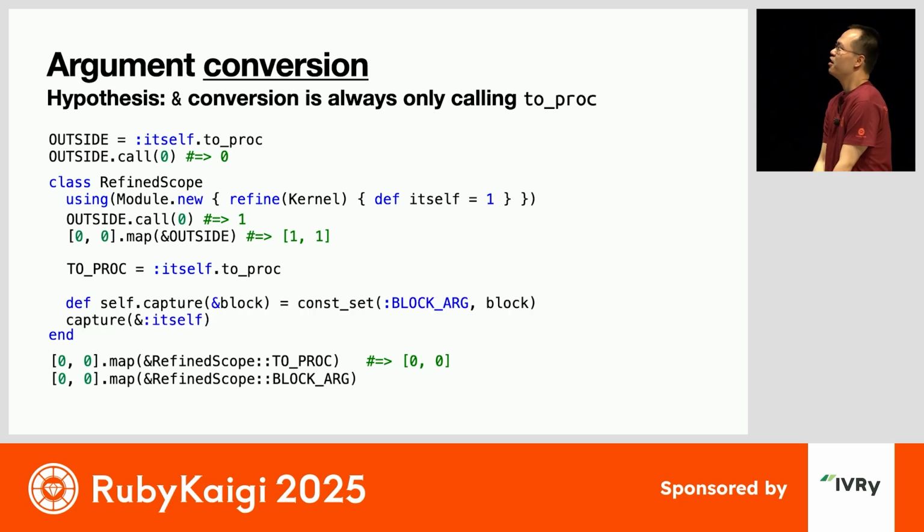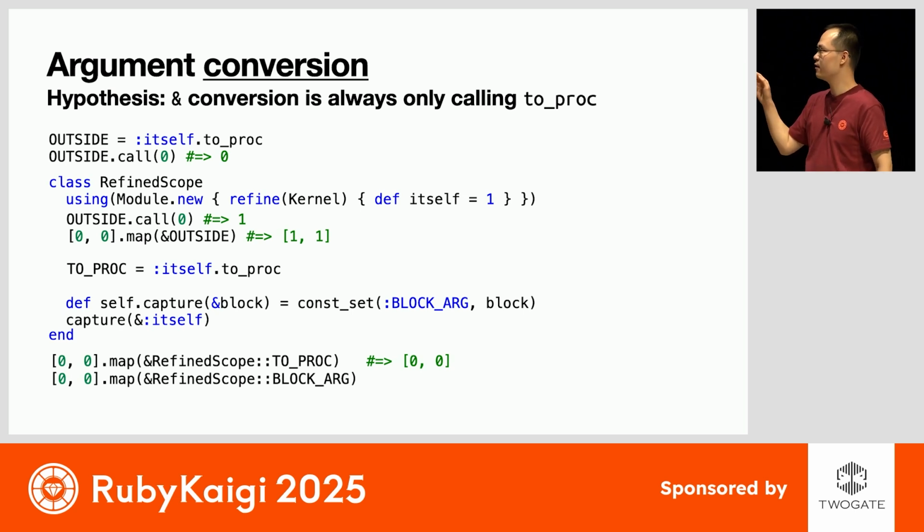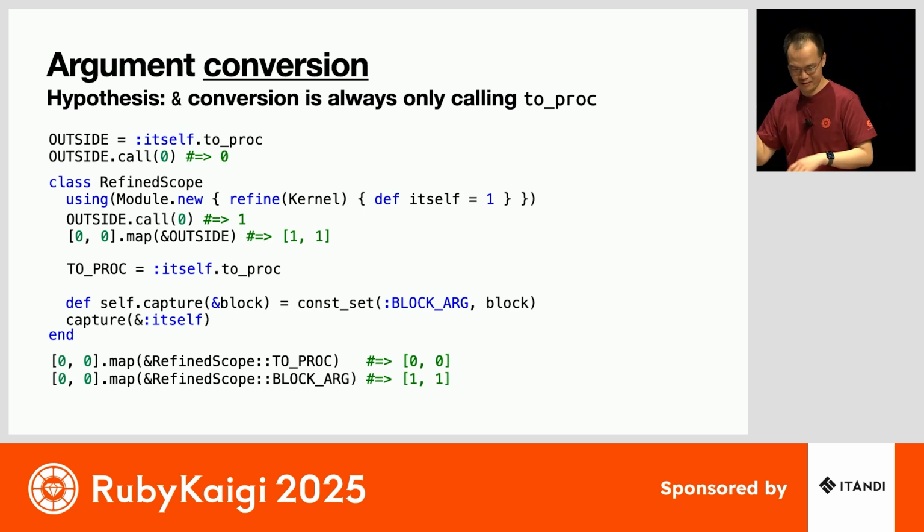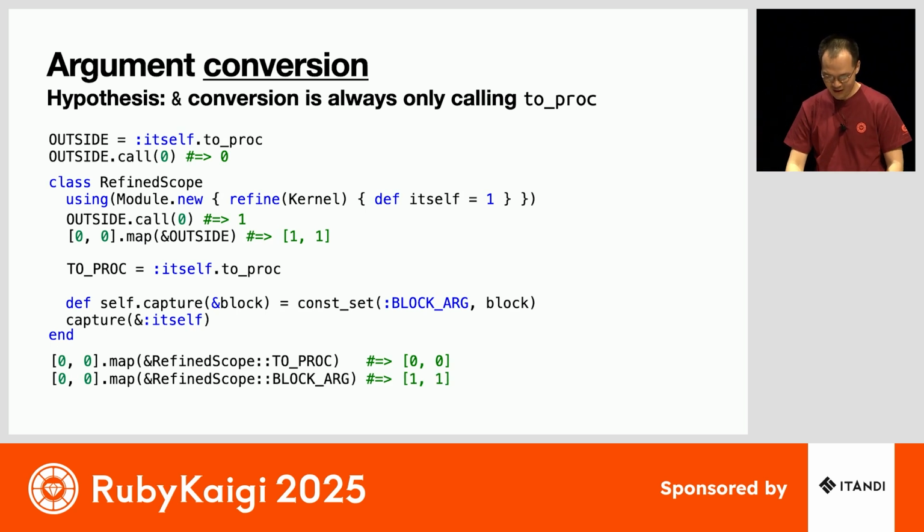So finally, if ampersand is just calling to_proc, then explicitly calling to_proc ourselves should behave the same as if we use ampersand. So here I used ampersand and captured the proc object, saved it into a constant, and then I used the proc outside of the refinement scope. So it should return the same result, but obviously it won't. So it's doing something extra than just calling the to_proc method, is the point.